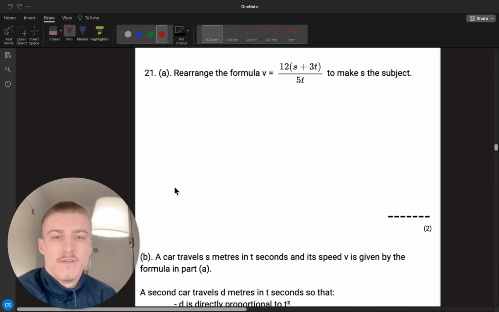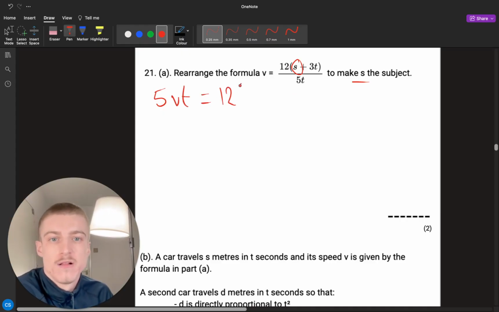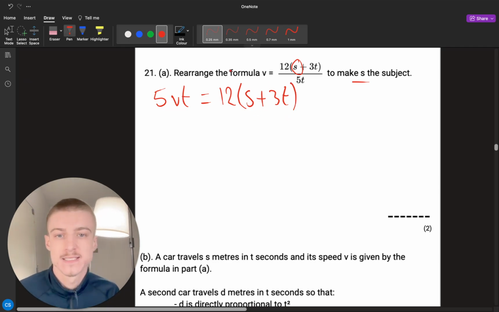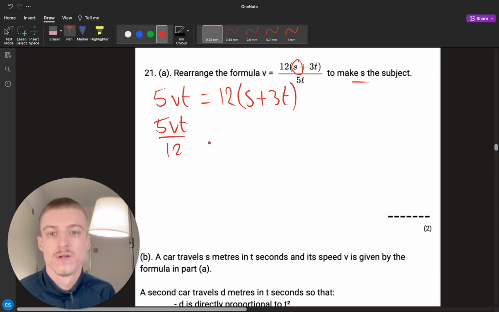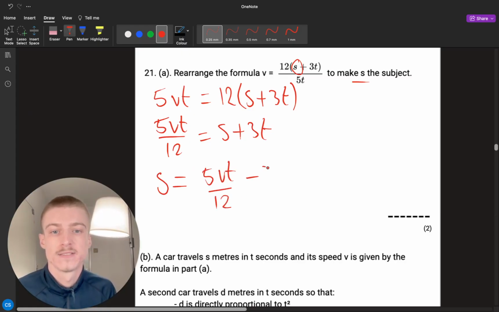Question 21. Rearrange the formula v equals 12 times s plus 3t all over 5t. We need to make s the subject. Okay, s. So v, I'm going to multiply both sides straight away by 5t. So that leaves us with 5vt equals 12 s plus 3t. Now I'm trying to isolate s, so I'm going to divide both sides by 12. 5vt over 12 is equal to s plus 3t. And now I can take 3t from both sides to leave s by itself. S is equal to 5vt over 12 minus 3t.